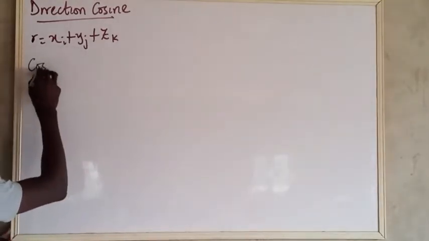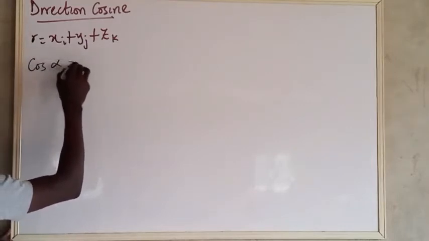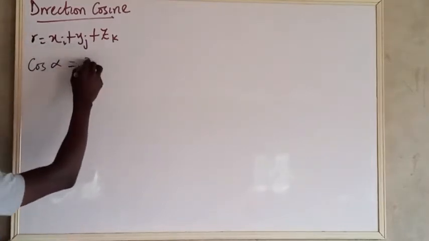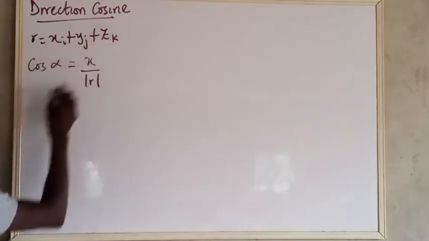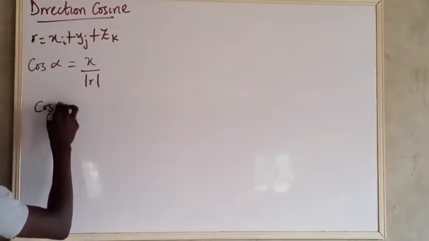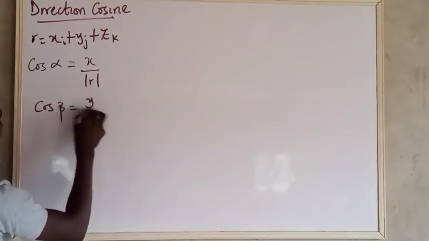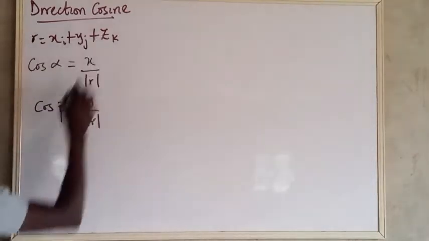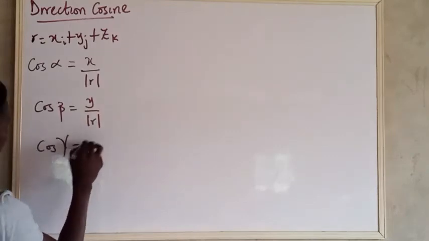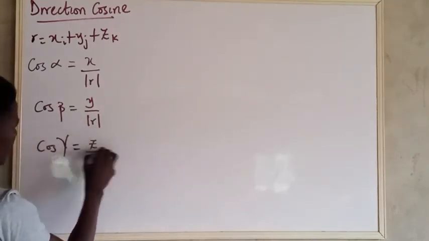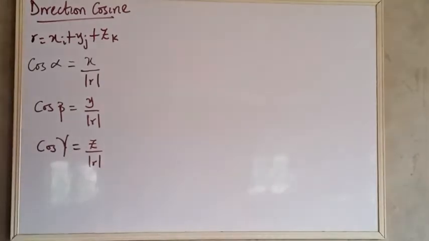So let's say we have cos alpha. Now my cos alpha will be the first component x over the magnitude of the whole vector. Then my cos beta will be my y over the magnitude of the vector. Then my cos gamma will be z over the magnitude of the vector.